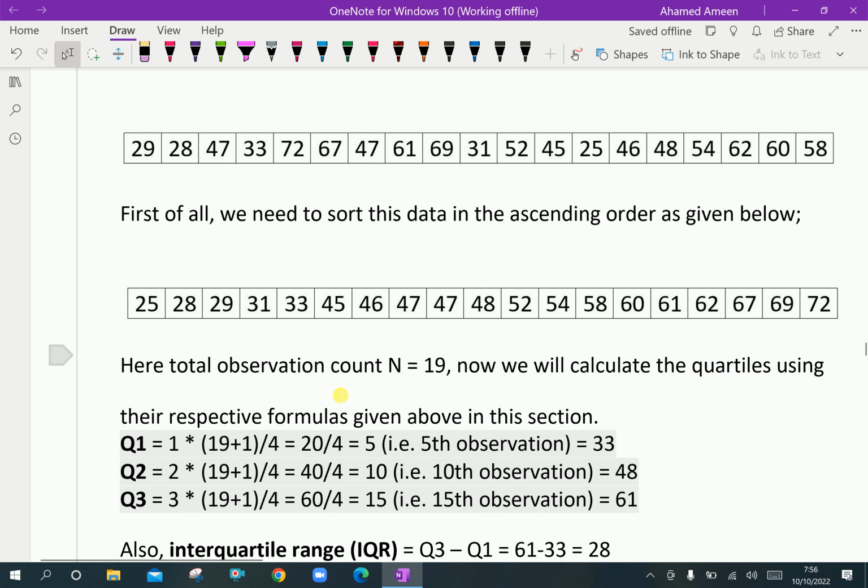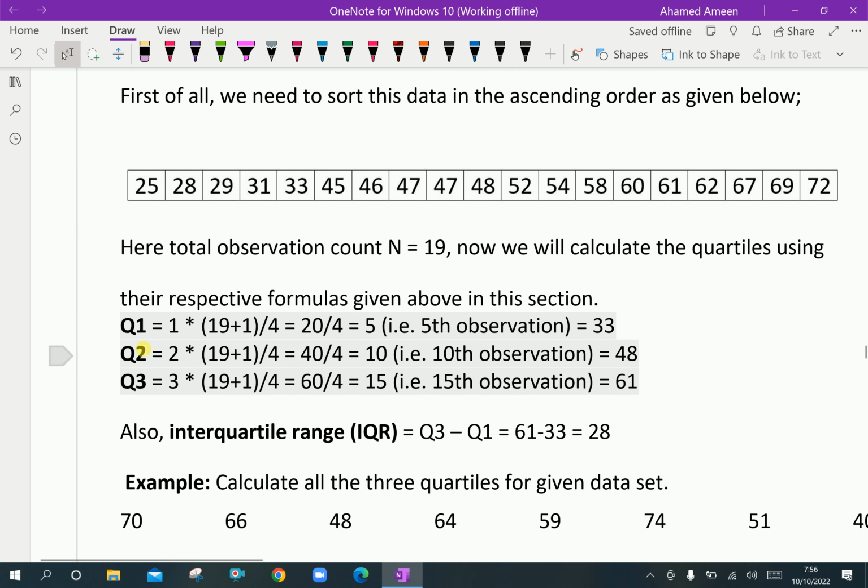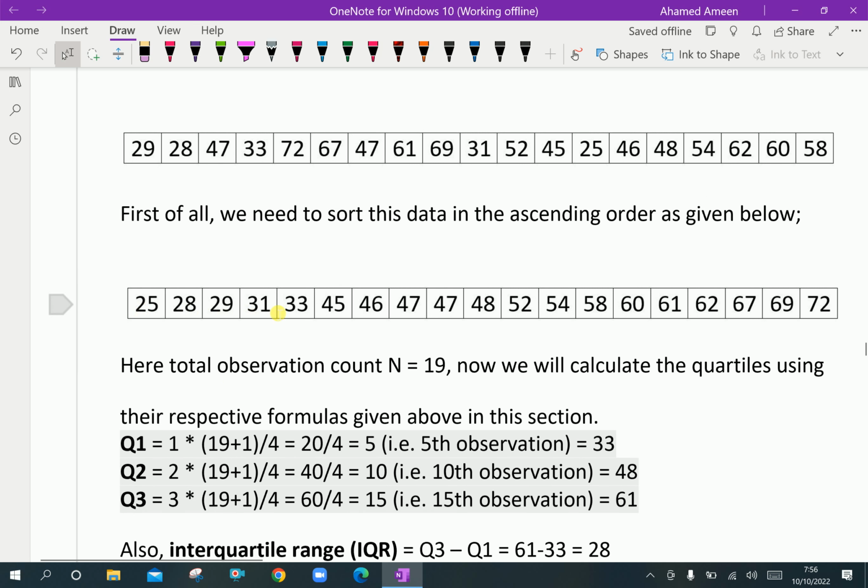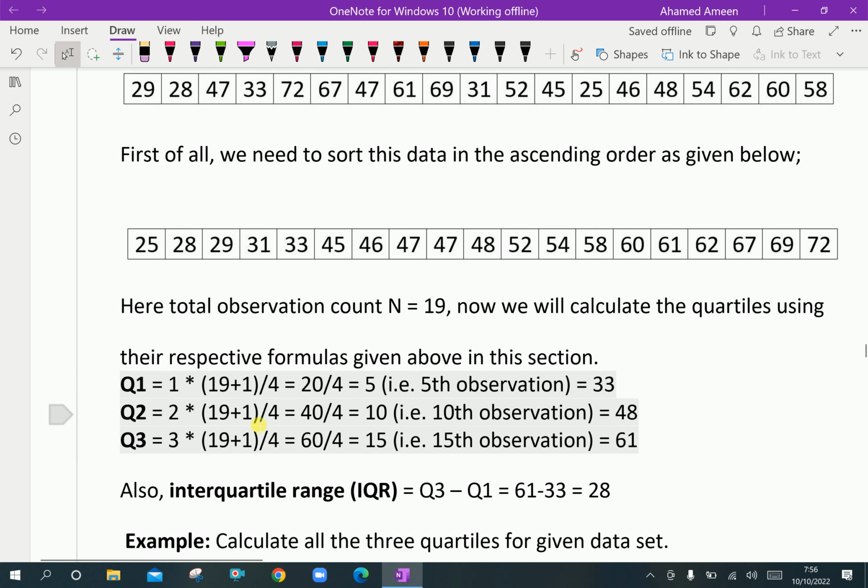Now we will calculate the quartiles using their formulas. Q1 is equal to 1 multiplied by n plus 1 by 4, that is 19 plus 1 is 20 over 4, that is the fifth observation. Here we have to find the fifth observation in arranged order, that is 1, 2, 3, 4, 5. That 33 is the first quartile. Similarly, using the formula for Q2, the 10th observation is your Q2, second quartile. 1, 2, 3, 4, 5, 6, 7, 8, 9, 10, that is 48.